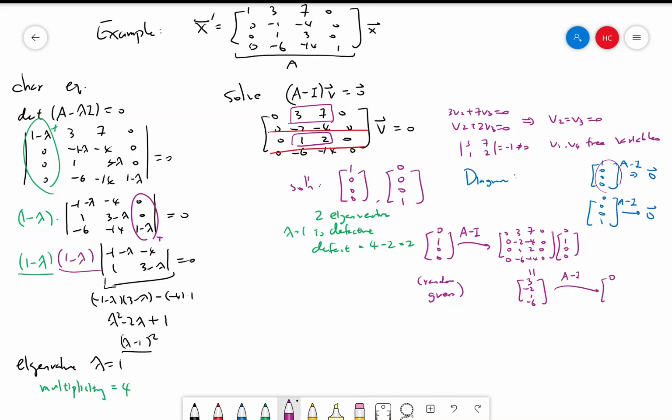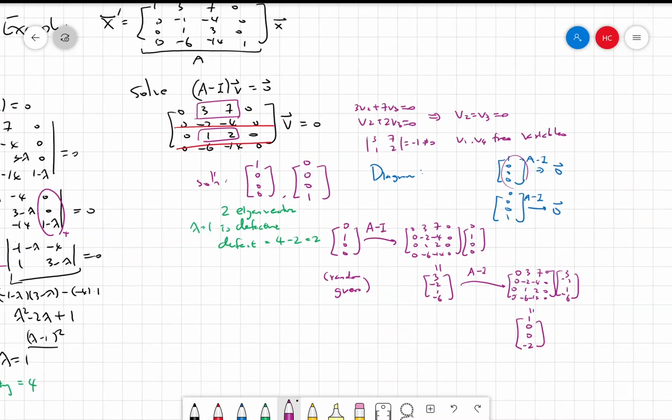So we get 0, 3, 7, 0, 0, negative 2, negative 4, 0, 0, 1, 2, 0, 0, negative 6, negative 14, 0, times 3, negative 2, 1, negative 6. This is equal to 1, 0, 0, negative 2.